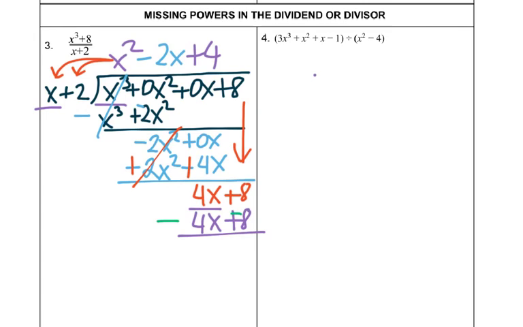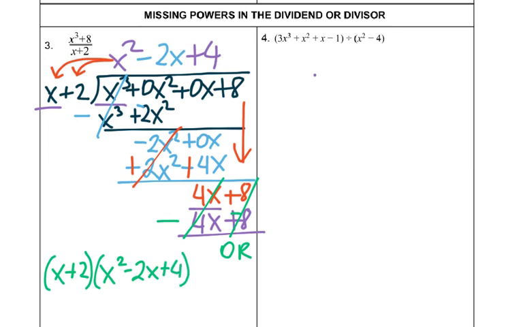Subtract. Both terms cancel out, which gives me remainder 0. So now I just factor this polynomial, and my factors are x plus 2 times my answer, which is x squared minus 2x plus 4.